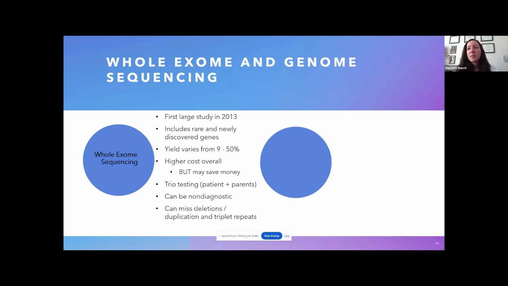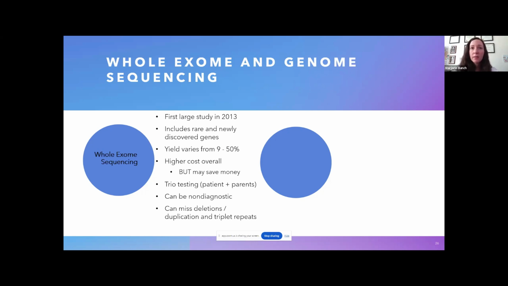Whole exome and genome sequencing is something that's only really become available in the last 10 years and really not done with much frequency until maybe the past few years. The first large study wasn't even published until 2013. And this would include all the rare and newly discovered genes. And the yield can vary, again, 9 to 50% is what's quoted, but it's very expensive.